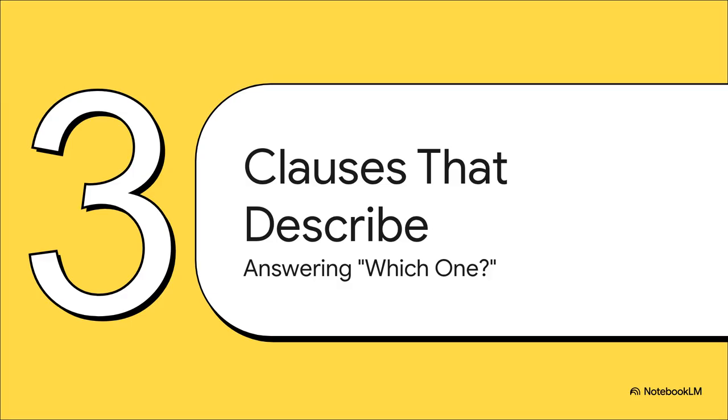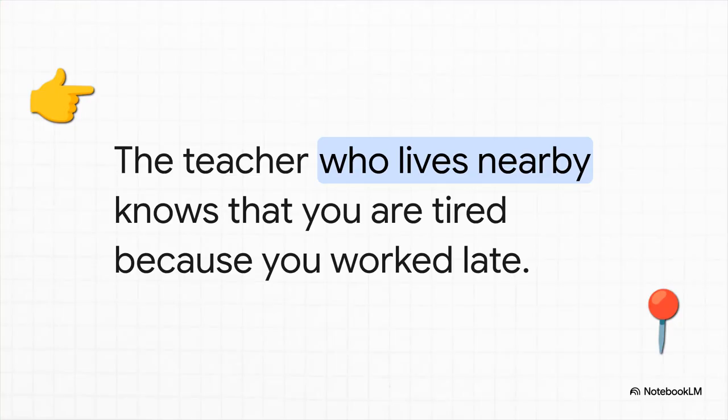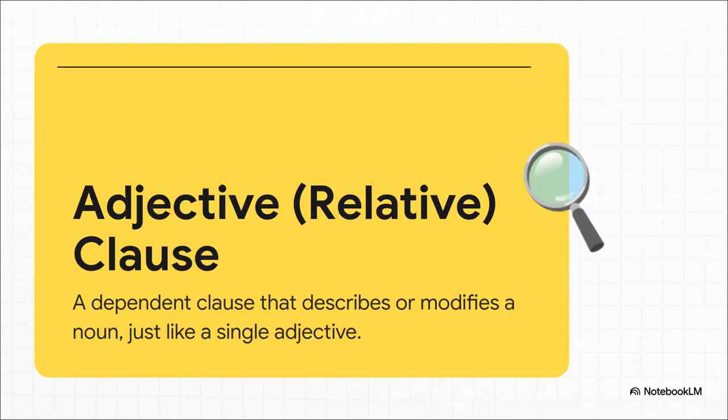This piece is all about adding extra detail. It's the part of the sentence that answers the question, which one? Now look at this part, who lives nearby. What's its job here? Well, it's pointing directly at the noun teacher. It's telling us exactly which teacher we're talking about. It's not just any teacher, it's the specific one, the one who lives nearby. And this is what we call an adjective clause.